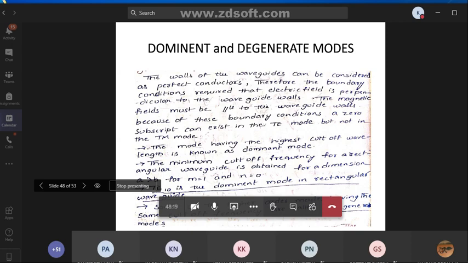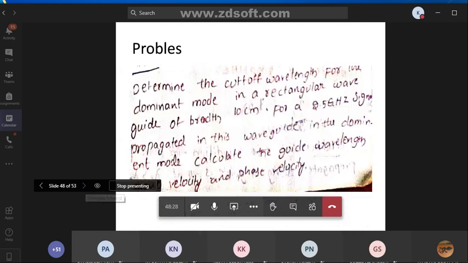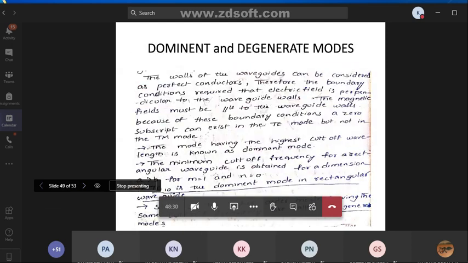Right? If the cutoff frequency is low, that mode is called the dominant mode. So this is about dominant modes and degenerate modes.